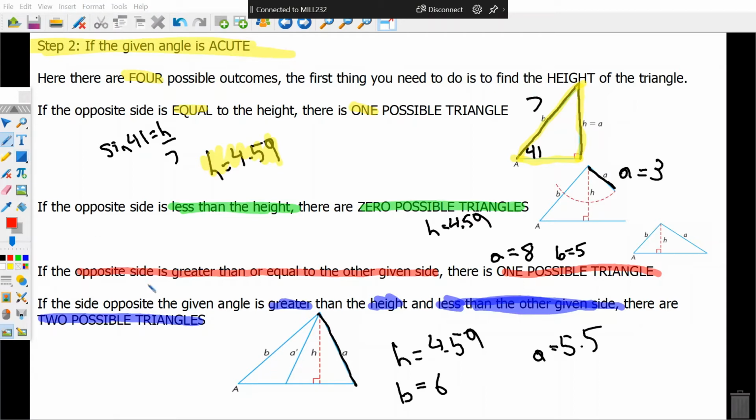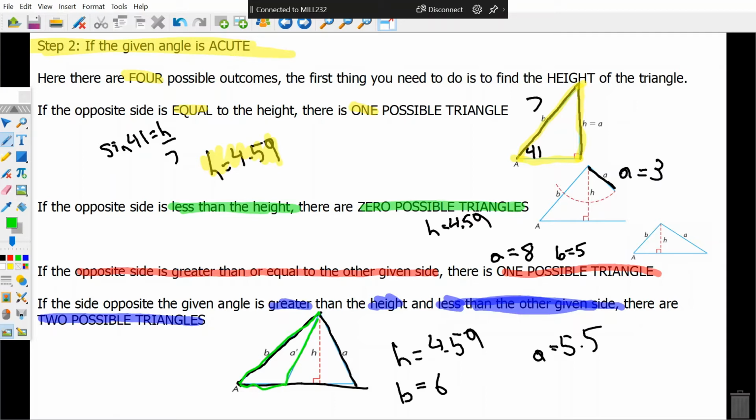So we could have one triangle that looks like this, but we also could have a second triangle that looked like this. And this is why it's called the ambiguous case, because there's 2 possible outcomes. And given the information we've been told, we don't actually know which triangle is possible. So you have to sort of write down both of them.